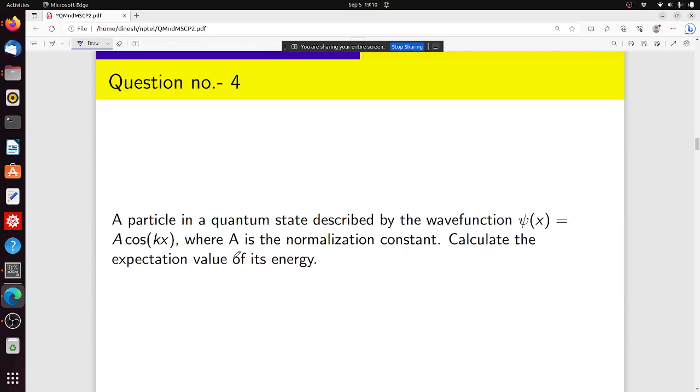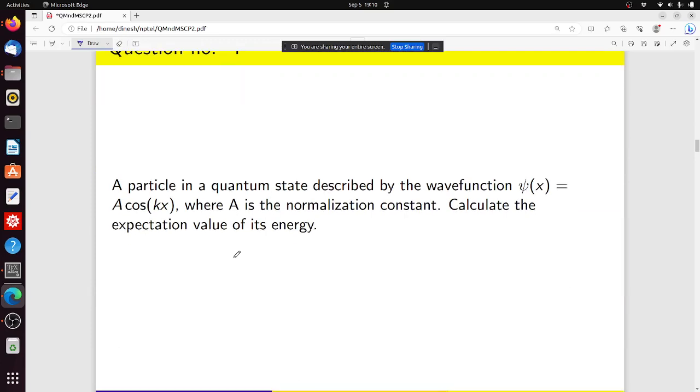Okay, so a particle in a quantum state is described by the wave function, this one, where A is the normalization constant. Then calculate the expected value of its energy. So it's a similar case. You have to find the expectation value of energy, right?